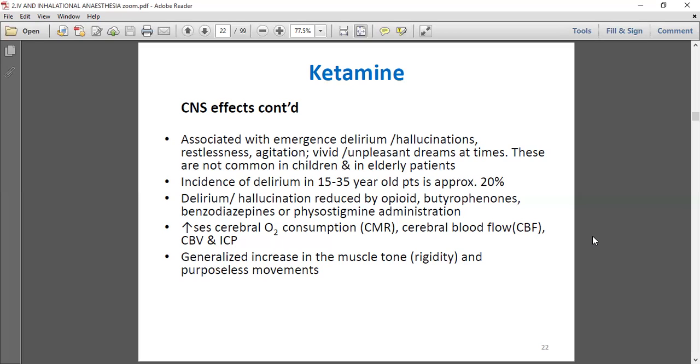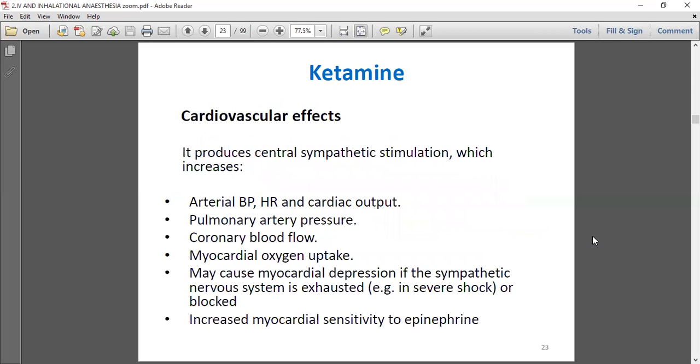And then we shall also have increased intracranial pressure. Yes, in people who already have increased intracranial pressure, and increased intraocular pressure, but we shall see these things. There is a generalized increase in muscle tone, rigidity and purposeless movements.